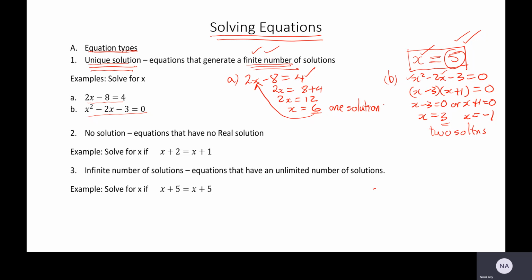And in most cases, what really happens in many of your solutions when you solve equations is that you get solutions. But then you also get the case, for example, where there's no solution. Let's look at this example. Solve for x if x plus 2 is equal to x plus 1.